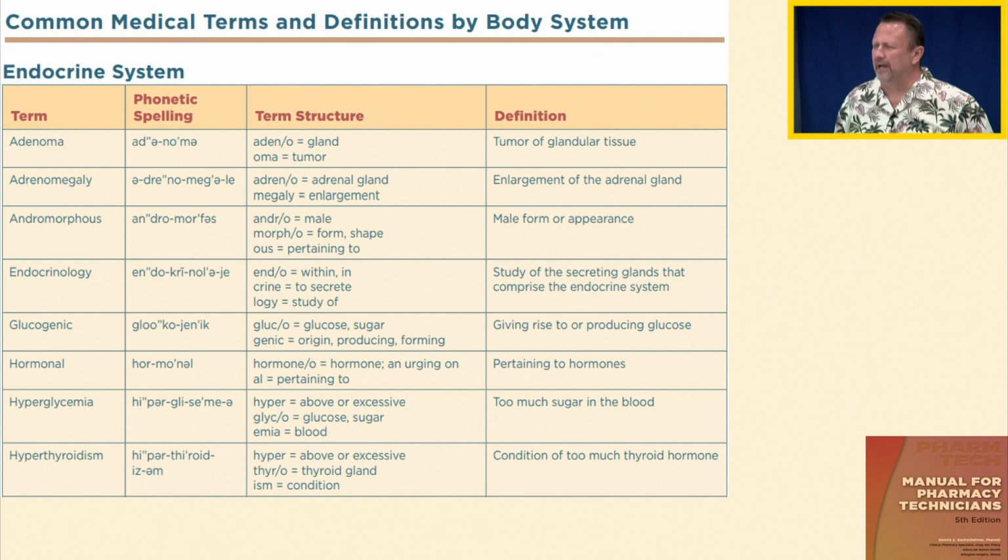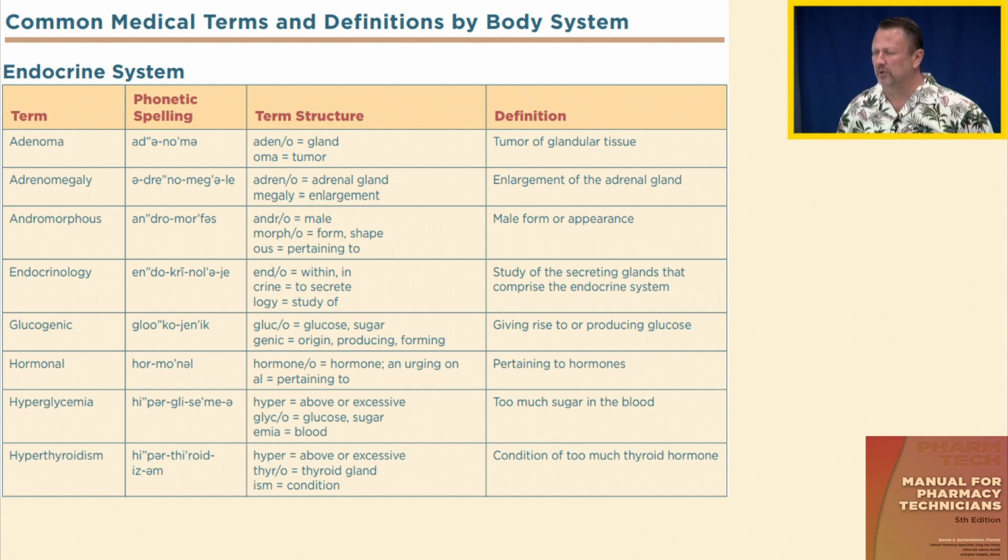Adeno, again, means gland. Oma means some kind of neoplasm. So an adenoma is a tumor of the glandular tissue. We'll talk about functional adenomas. If you have a functional adenoma of the thyroid, that just means it's an adenoma making too much thyroid hormone. Adrenomegaly is enlargement of the adrenal gland. Andromorphous means a male form or appearance. Endocrinology is the study of glands that secrete substances into the blood supply to communicate with other organs.